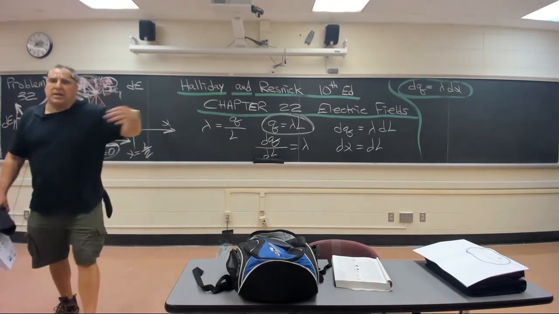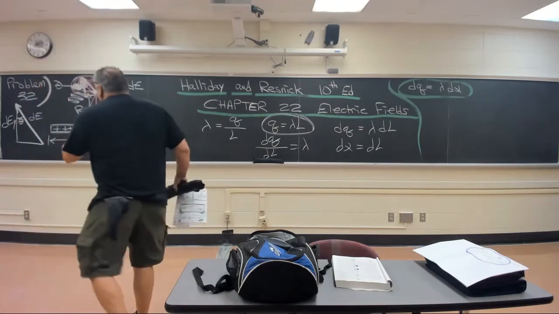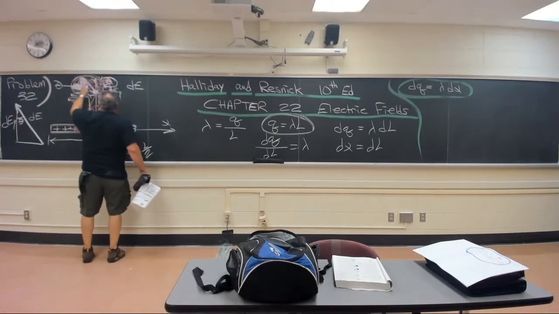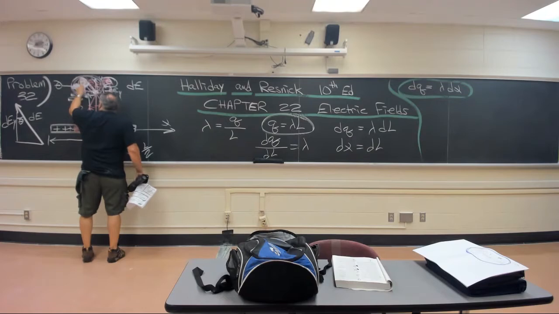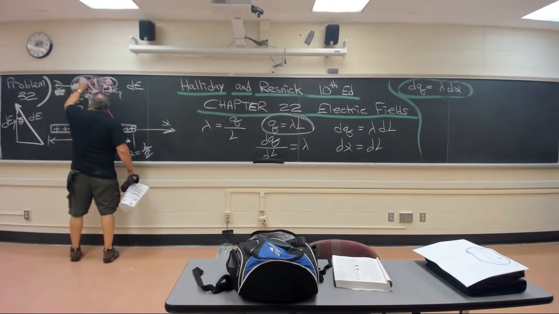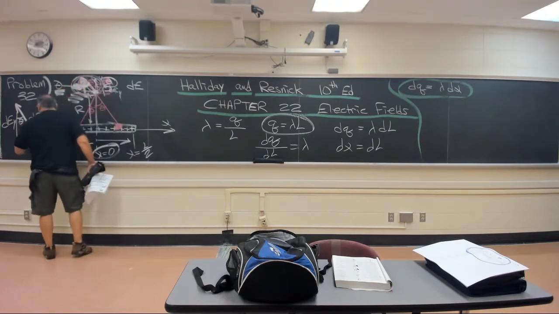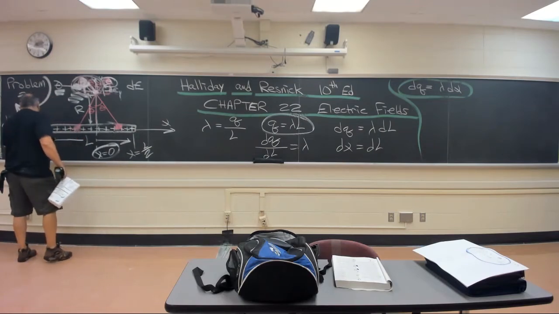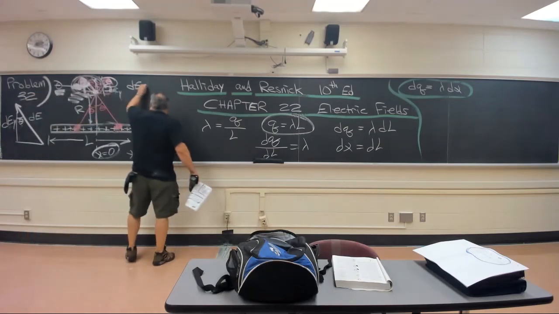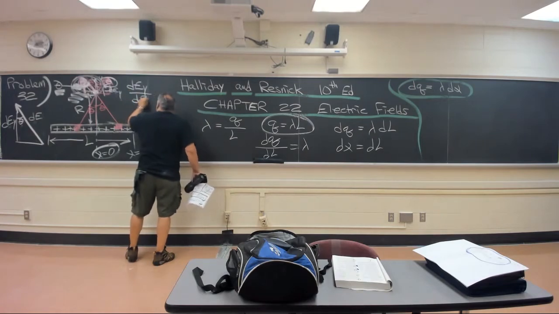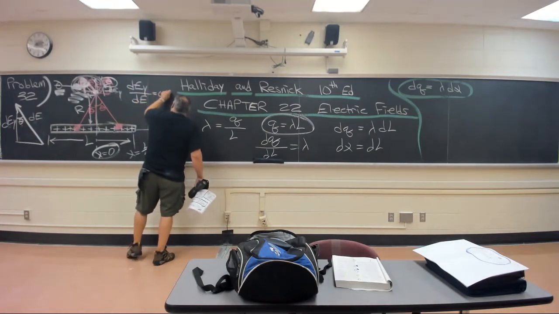But you saw how it looked initially. And this is all of this right here. If this is theta right here, this is 90 minus theta right here. This is 90, and right here, that's theta. So here's theta, here's 90 minus theta, here's 90. What's going on here? dEy divided by dE is the cosine of theta.